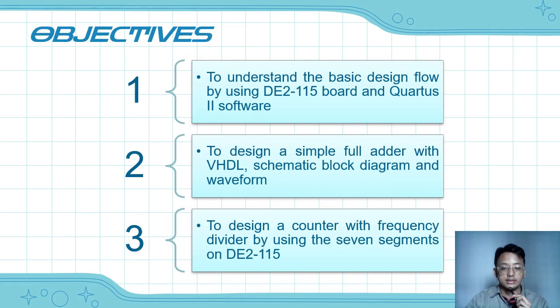The objective of this experiment is to understand the basic design flow by using the DE2-115 board and Quartus II software. The second one is to design a simple half adder with VHDL, a schematic block diagram and waveform. And lastly, to design a counter with a frequency divider by using the 7-segment display on the DE2-115.